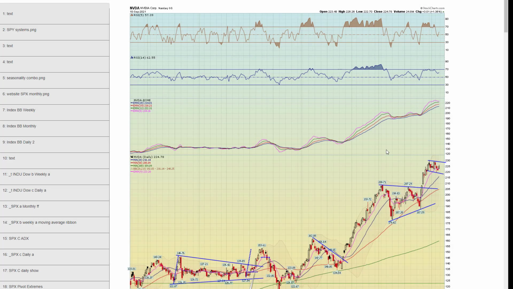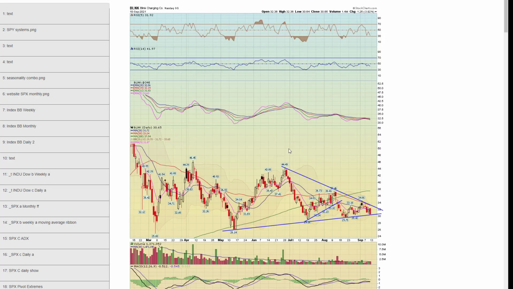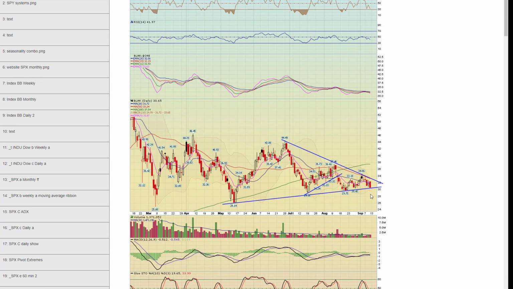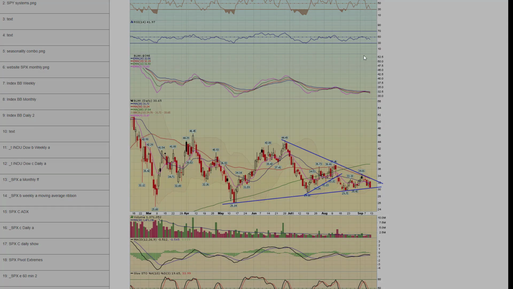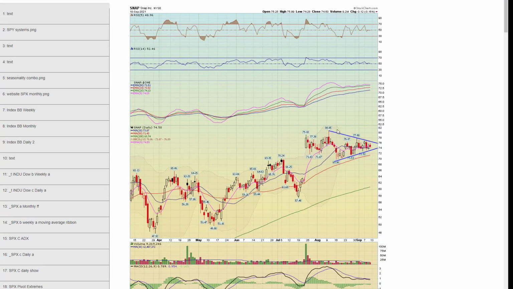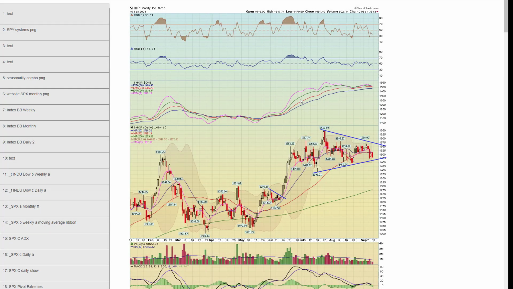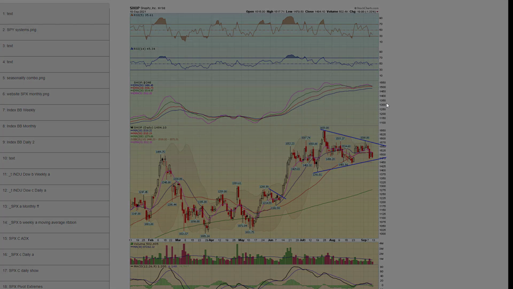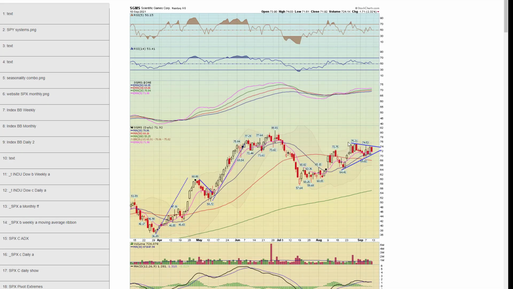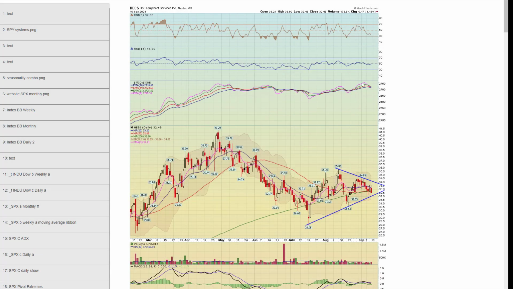Next, Jabber 126, Blink, coil pattern. For now, it looks like a short. Next, Jabber 127, Snap, a coil pattern. This could go either way, up or down. It's been on the list for a while. Next, Jabber 128, Shopify, another coil. Next, Jabber 129, SGMS, another coil. Next, Jabber 130, the final chart, finally, another coil, HEES.